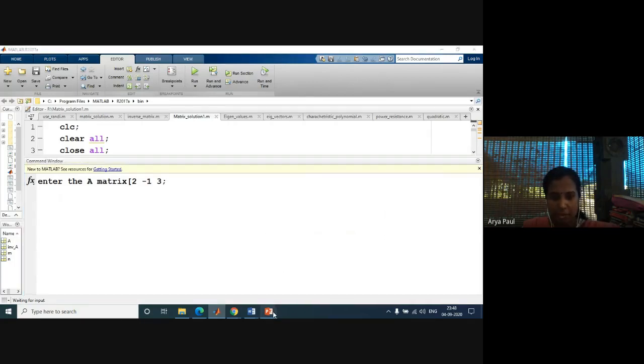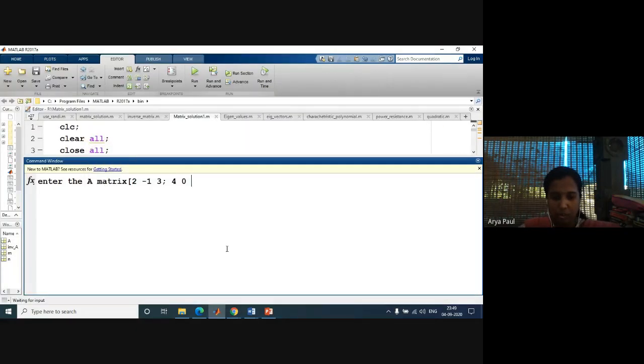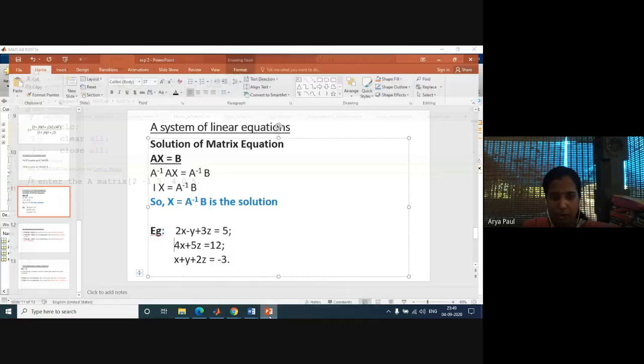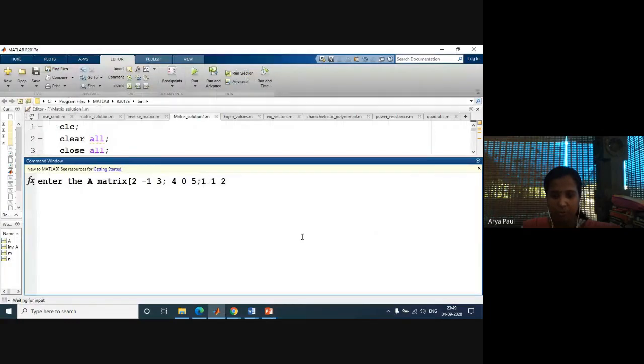What will be my second row? 4, 0, 5. That is my second row. Then what is my third row? 1, 1, 2. That is my third row. So I need to enter the B matrix.